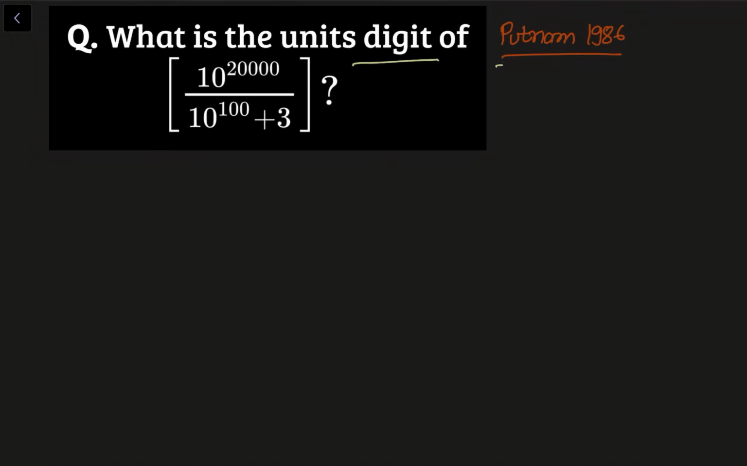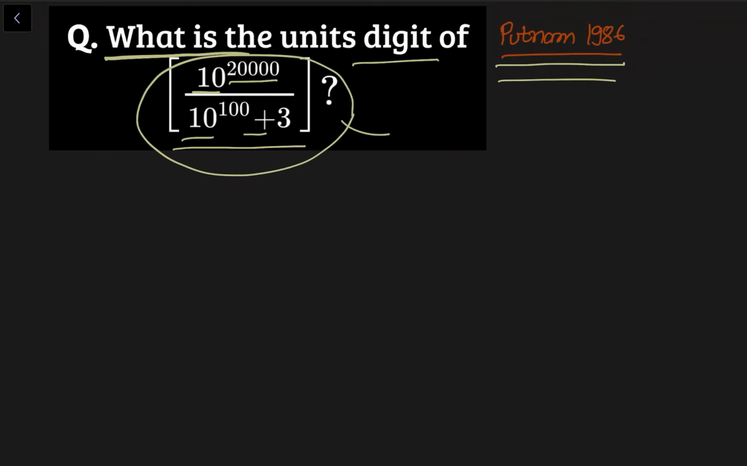This question is taken from the Putnam 1986 mathematical competition. It's a really good question from a good mathematics competition. Now let's see this question. What is the unit digit of the integral part of 10 raised to power 20,000 divided by 10 raised to power 100 plus 3? See how amazing this question is. First we have to find the integral part, then we need to find its unit digit. Okay, now let's see the solution.